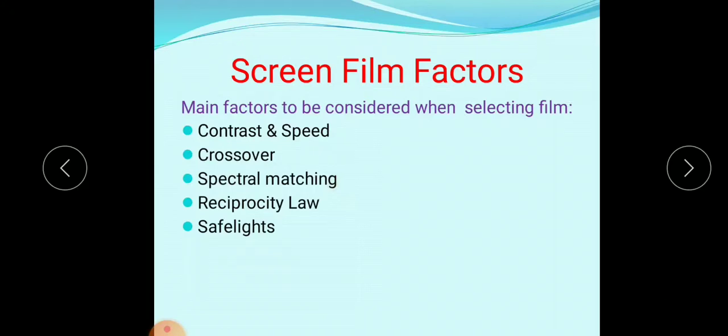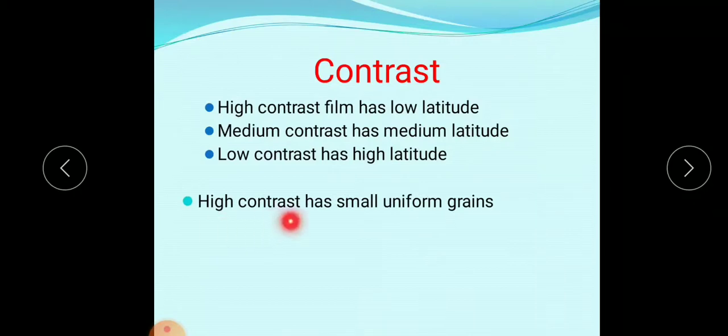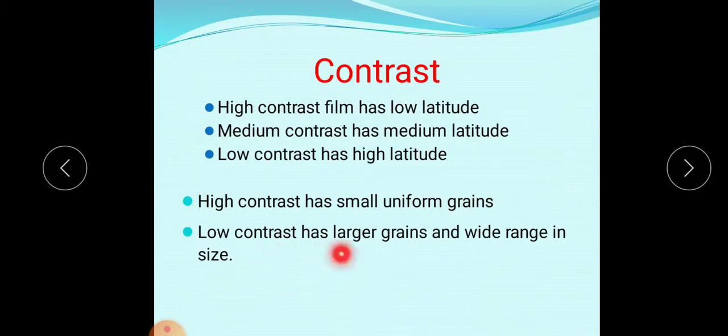Now let's see about contrast. What is meant by contrast? A high contrast film has low latitude, a medium contrast film has medium latitude, and a low contrast film has high latitude. High contrast films have small uniform grains, while low contrast films have large grains and a wide range in size.